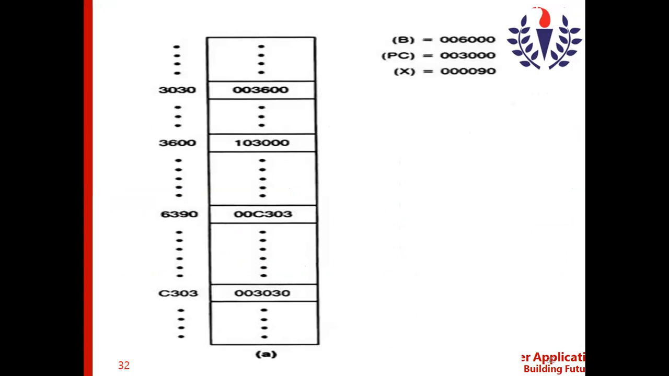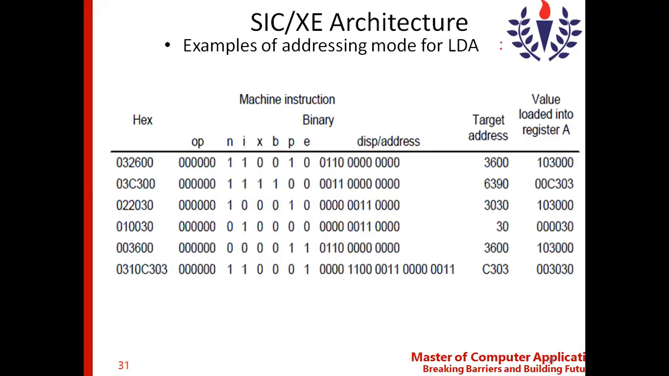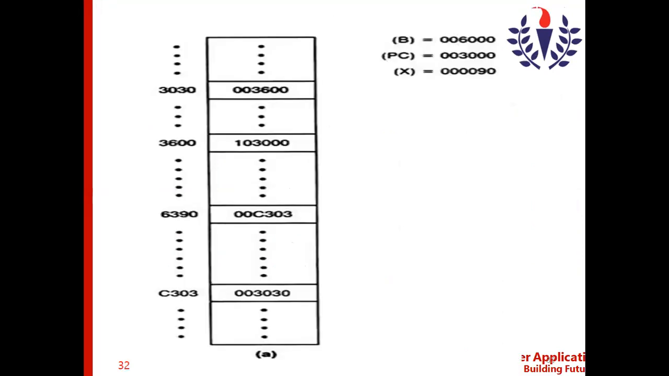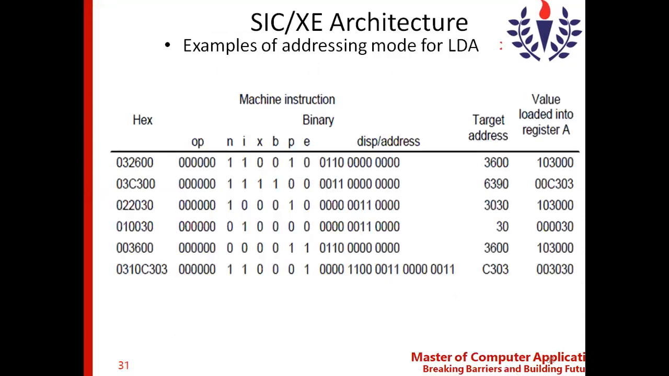PC is equal to 003000. That is the PC value. And what is the value of displacement? Here the displacement will be 0110, then 0 zeros. So 0110, which represents 6 followed by 0 and 0. So PC value is 3000, then displacement value is 600. If you add these two, we will be getting the target address as 3600. This is your target address.